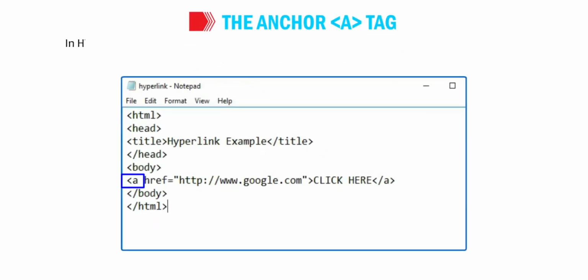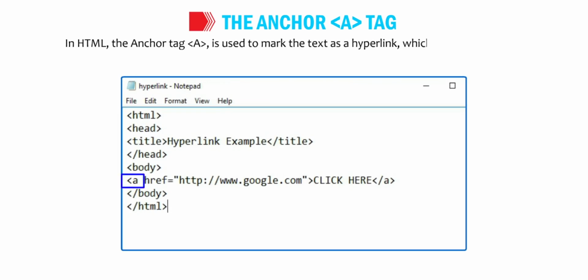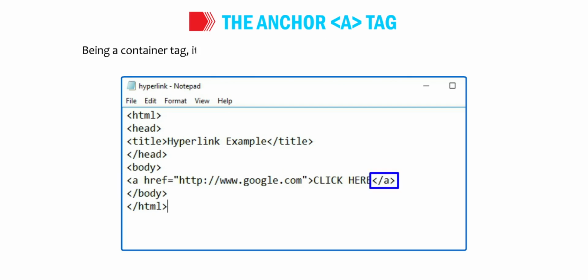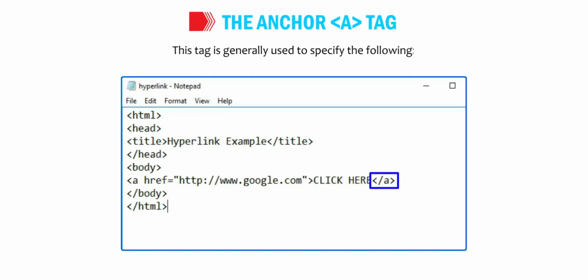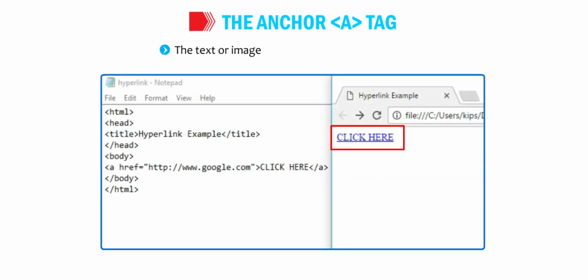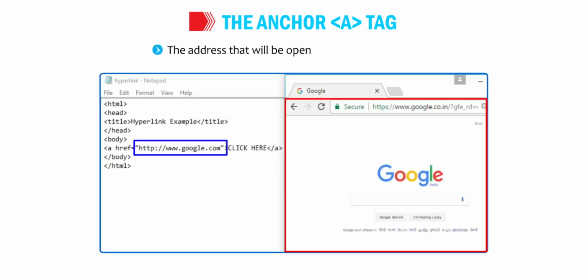Okay, let us understand the anchor tag. In HTML, the anchor tag A is used to mark the text as a hyperlink, which a user can click to display the document anchored to it. Being a container tag, it requires closing tag /A to mark the end of the text or image. This tag is generally used to specify the following: the text or image that is clicked to activate the link, the address that will be opened using the defined link.